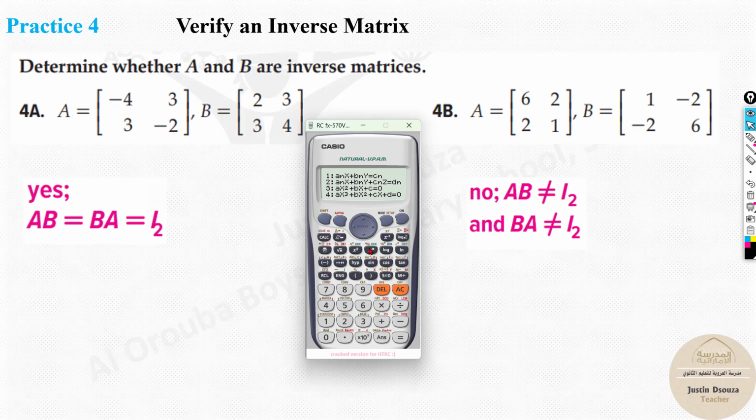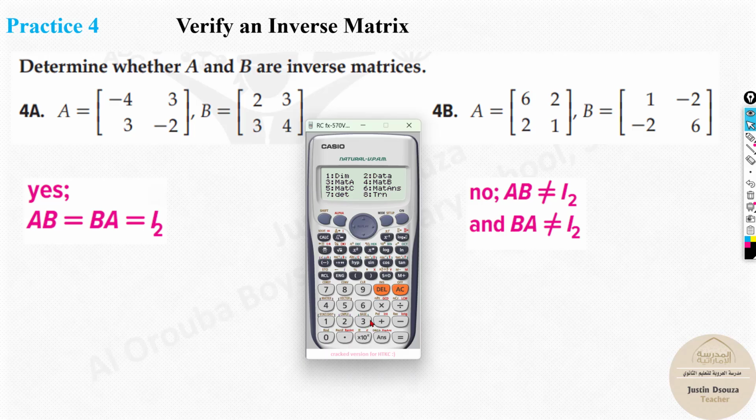So what happens in such cases? Mode 6, and let me type that matrix. It's 6 2 2 1, and press AC. Now go over here, Shift 4, and you need to fill in the dimensions for the second matrix, that is 1, minus 2 and 6. Let's press AC, and now let's solve it.